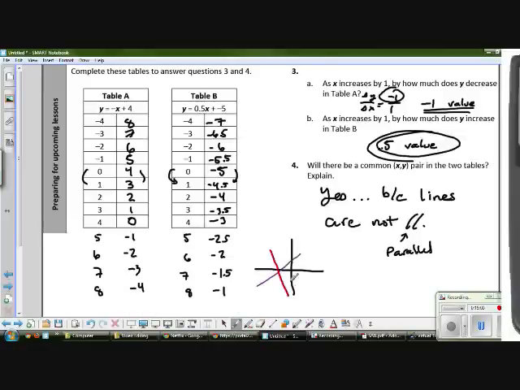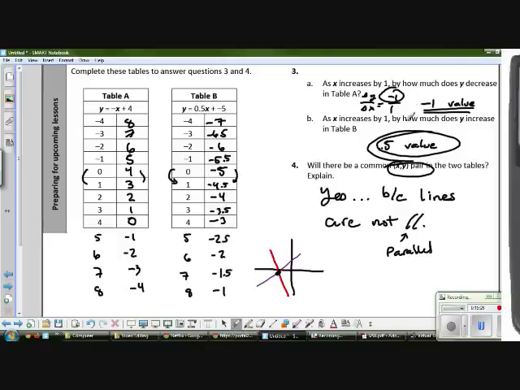So I'm not going to graph these to confirm they'll cross somewhere. I'm just going to use a little bit of logic. I know the only way they're not going to cross is if they are indeed parallel. And because they have different slopes, I know that they're not parallel, therefore they will cross.